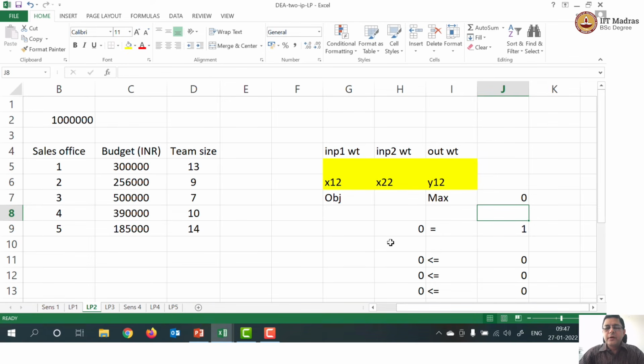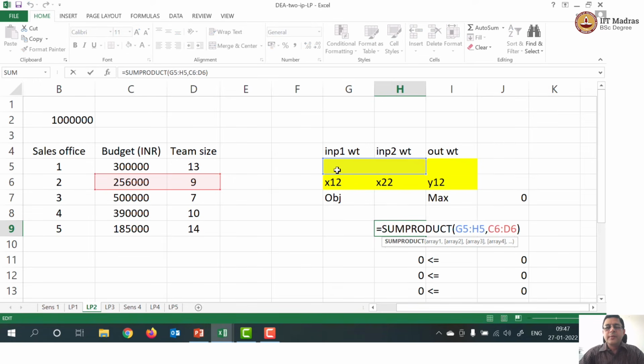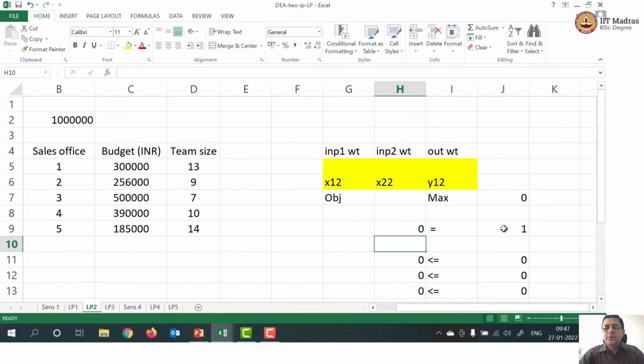What is the first constraint? The first constraint is the normalization of the denominator. So input weight multiplied by input for DMU 2: x12 multiplied by 256,000, x22 multiplied by 9, which is achieved by the sum product function, and that is normalized to 1.